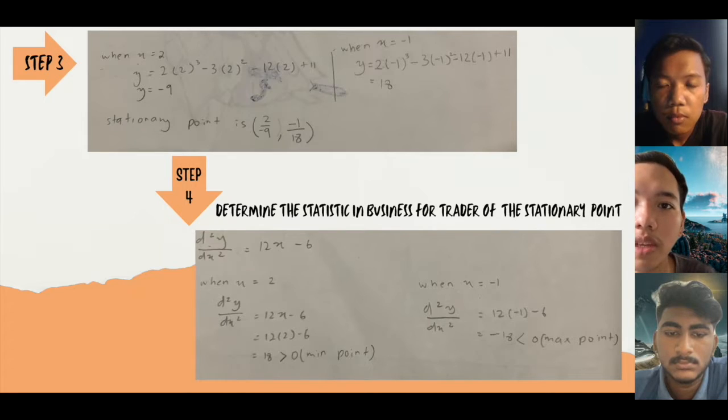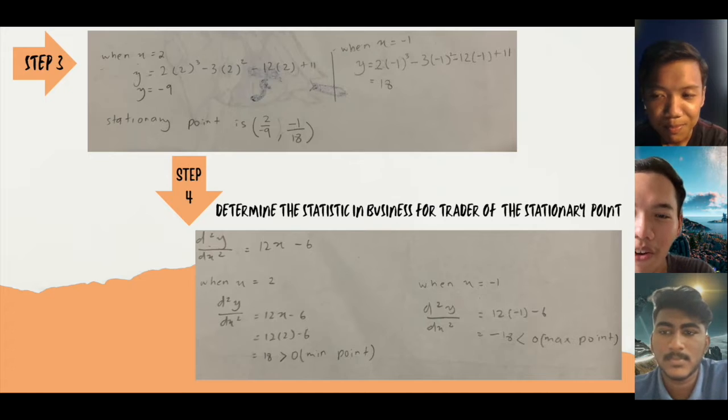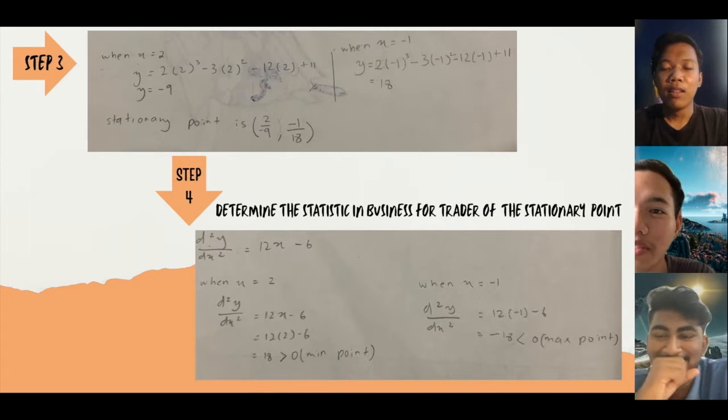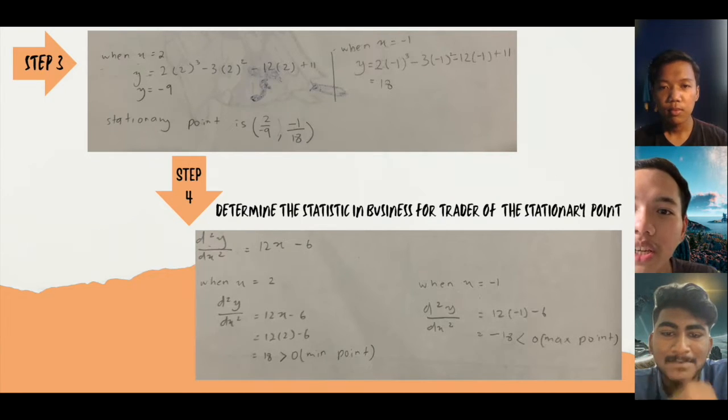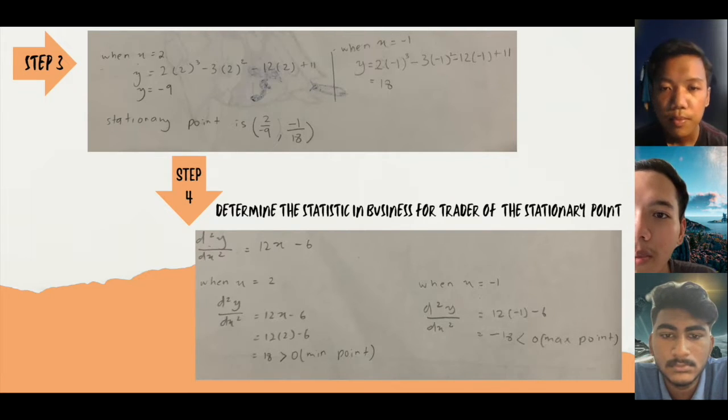So here we get the stationary points: 2 over negative 9 and negative 1 over 18. Step 4. I have to determine the statistic in business for a trader of the stationary points. So d power of 2 y over dx power of 2 equal to 12x minus 6. Why? Because this is the second order, the differentiation after differentiating.